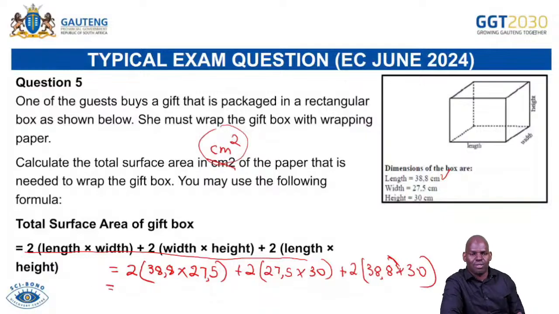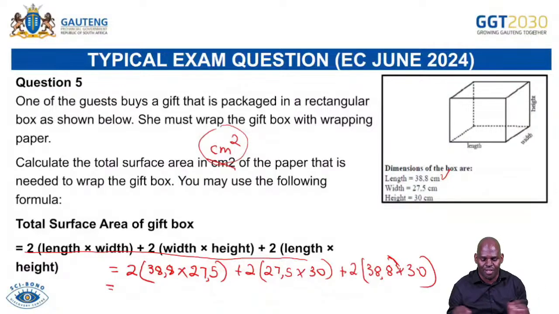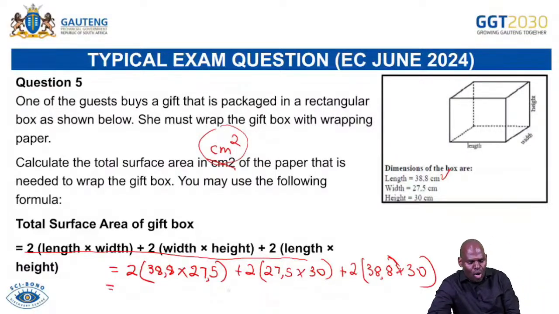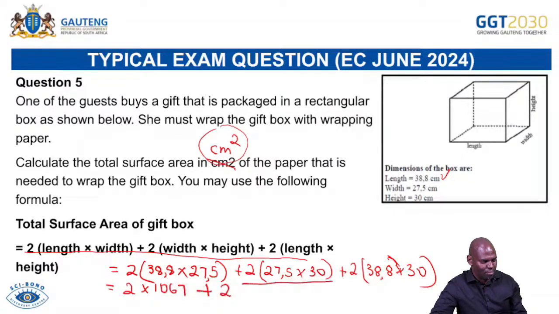And then with regard to simplification, boys and girls, there's more than one way of doing the answer. Some of you might be comfortable enough to key in everything on your calculator as you see it. But some of you might prefer to simplify first. You follow the BODMAS rule. You simplify what is inside the bracket. So this one I might still say 2, and then I'll get 38.8 multiplied by 27.5. This gives me 1067. Then the second part of the formula is this one. I still have 2. Then it's 27.5 multiplied by 30. Then that part is 825.